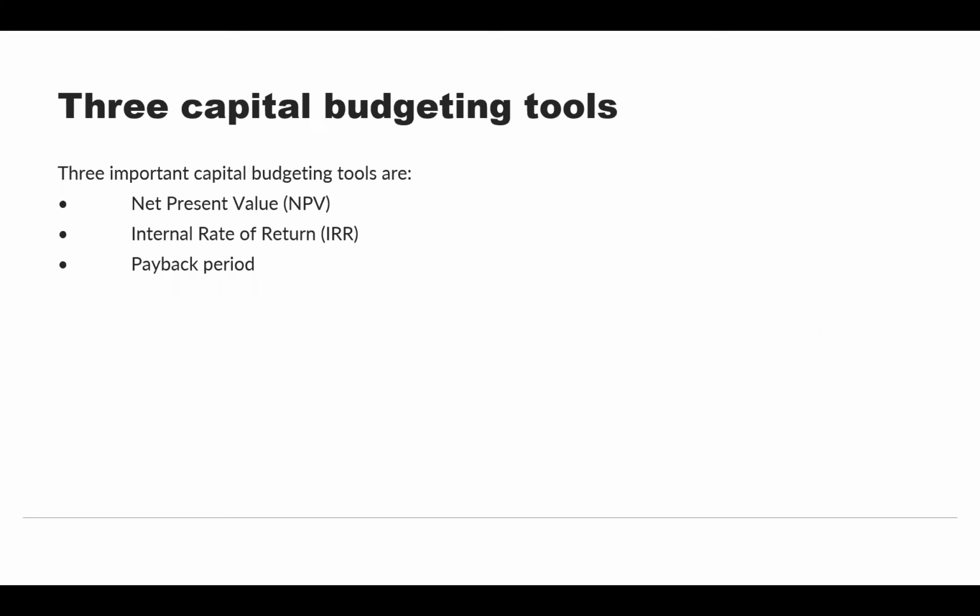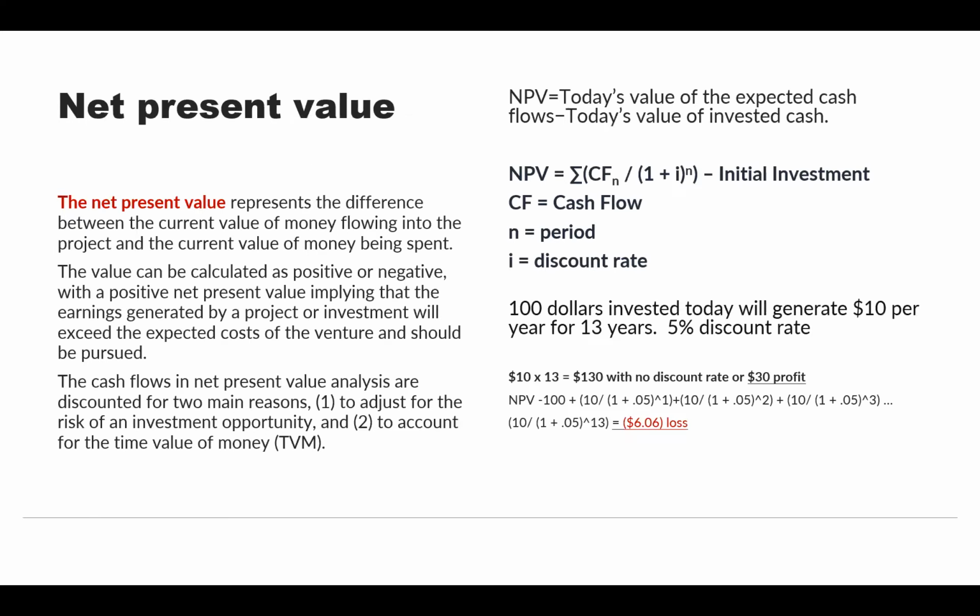So there are 3 capital budgeting tools I'm going to cover at lunch today. These are net present value, internal rate of return, and payback period. Let's start with net present value. Some of you may be familiar with it, and it's probably one of the most common tools used to assess long-term investments. It represents the difference between the current value of money flowing into a project and the current value of money being spent.